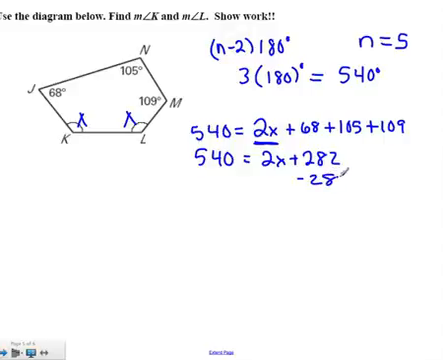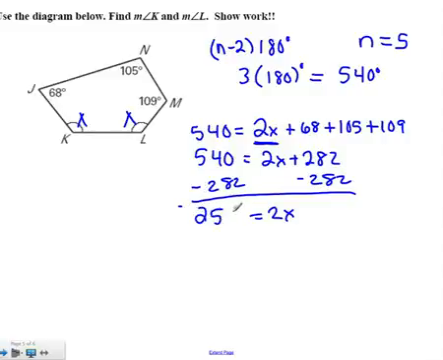I'll subtract 282 from both sides. I'll have 2x on the right side, and using my calculator I would have 258 on this side. When I divide both sides by 2, I just end up with x equaling 129 is my answer.